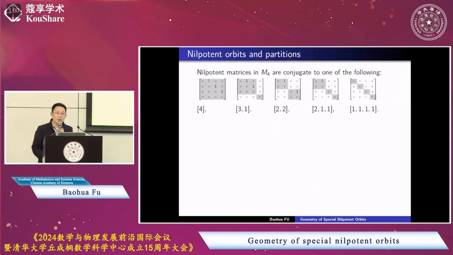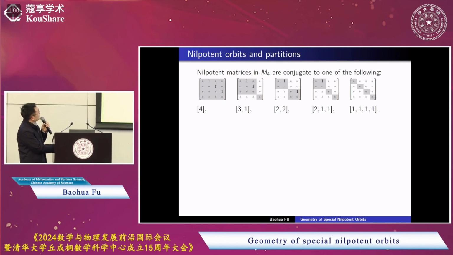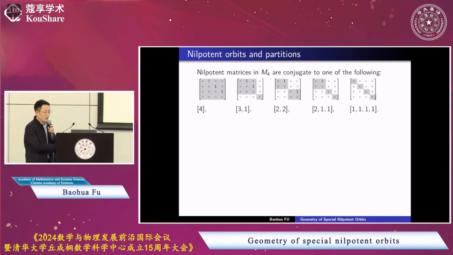And then we can continue, not only for the 2 by 2 case, but to higher rank, for example, 4 by 4 matrices. In this case, you can easily write out the Jordan blocks. For example, this is 4 by 4 with one block of size 4, this is 3 and 1, you have 2 blocks here, and this is 2 and 2, and so on. And in particular, you can say these are given by partitions of 4.